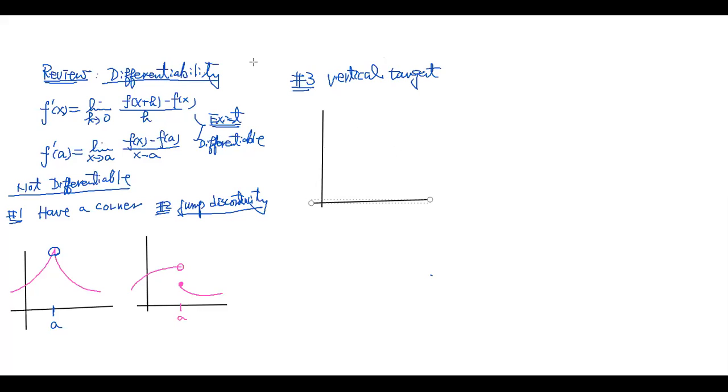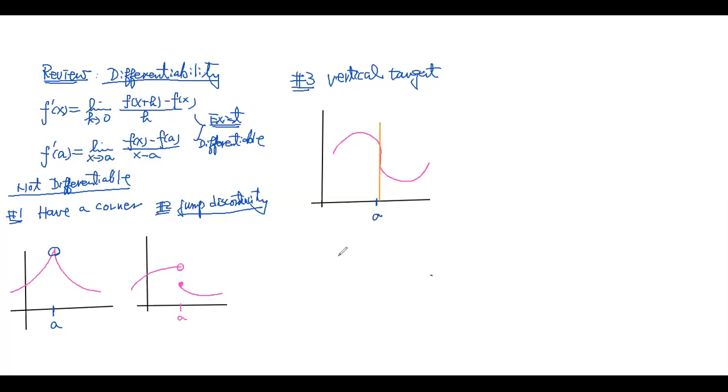Okay, so let me, I hope I can draw it well. So this is A, see here, right? When I mean a vertical tangent, that means here you have a tangent line that is kind of vertical. Let me try to get a better graph here. So if you have a vertical tangent line, then it's not differentiable.